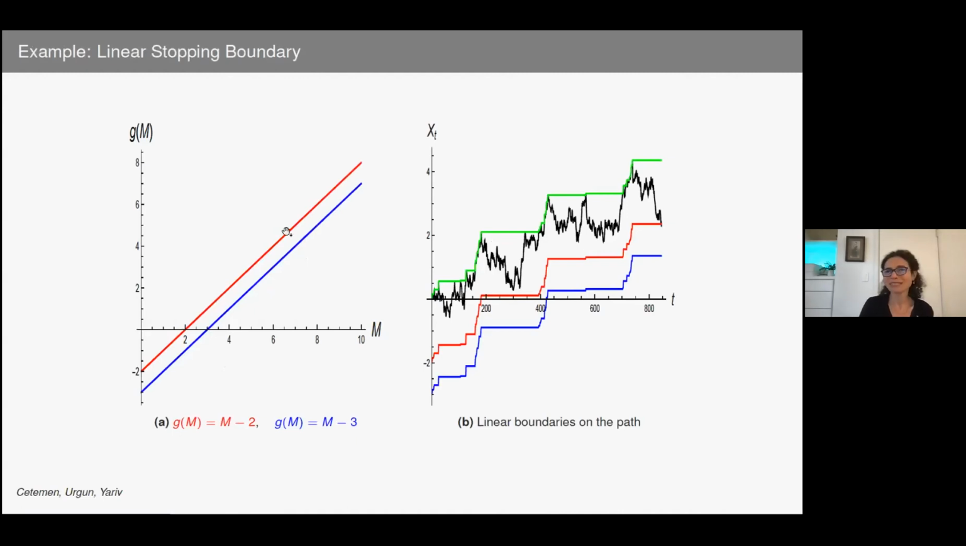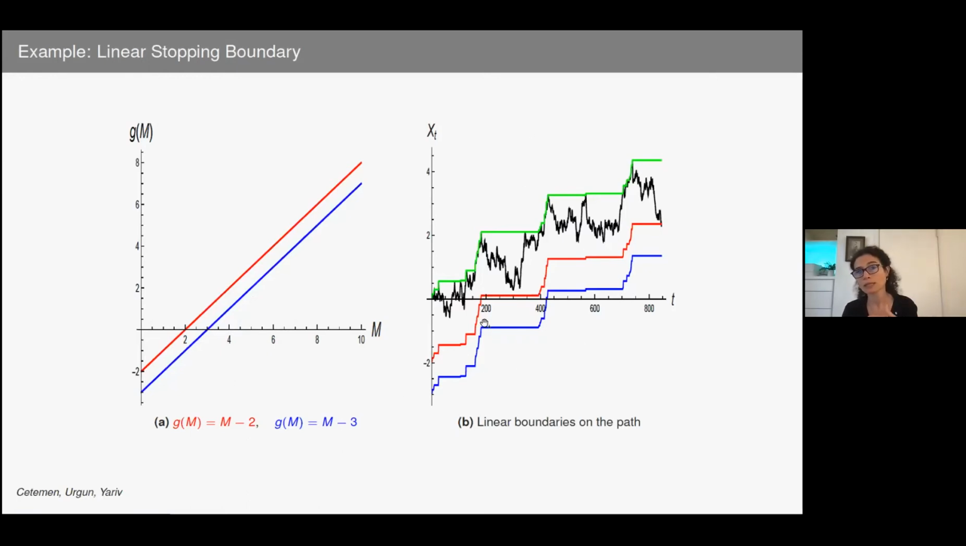All right, just to give you an example of what this means practically. This is an example of two different stopping boundaries, and they're the silliest stopping boundaries you could think of. They're just the 45-degree line shifted by a constant. So here, the red line corresponds to m minus 2. This means that if the observation you see is below the maximum you've collected by at least 2, you stop. And here, if the distance between the current observation and the maximum is at least 3, you stop.